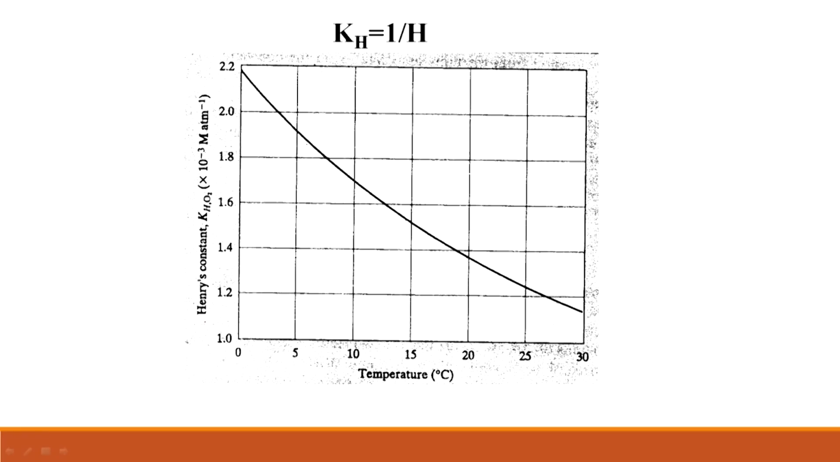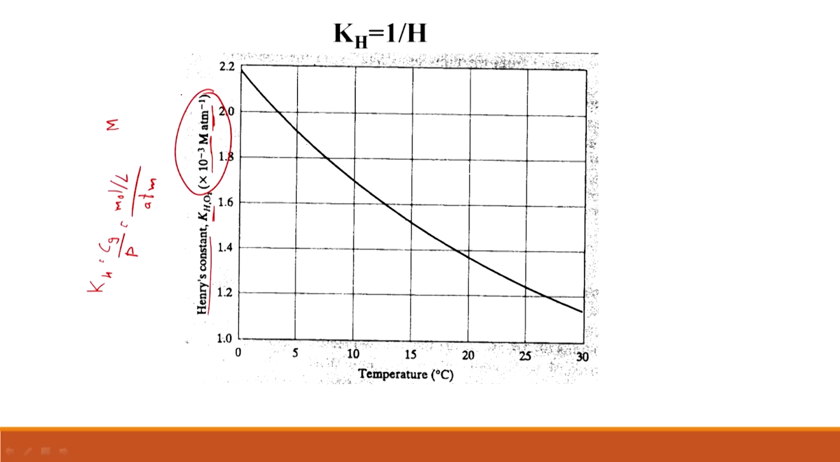For example, here they say Henry's constant, KH, but as you can see the units are 10 to the power minus 3 molar per atmosphere, molar meaning mole per liter. From that you can understand that KH is equal to the concentration in the aqueous phase divided by the partial pressure of the gas.